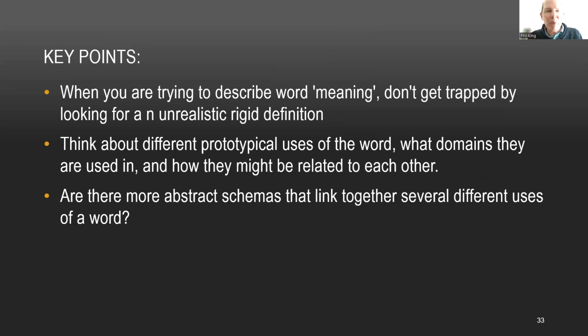And then you can think, are there more abstract schemas that link together several different uses of a word, those kind of sanctioning schemas? So you're thinking about what are the prototypical uses of this word and what are the abstract generalizations that link together different groups of uses of this word to make those kind of family resemblances, the attributes like Wittgenstein talked about with games. And if you want to try and describe word meaning, then it probably means getting out a big piece of paper or mind mapping and trying to fit these things together.